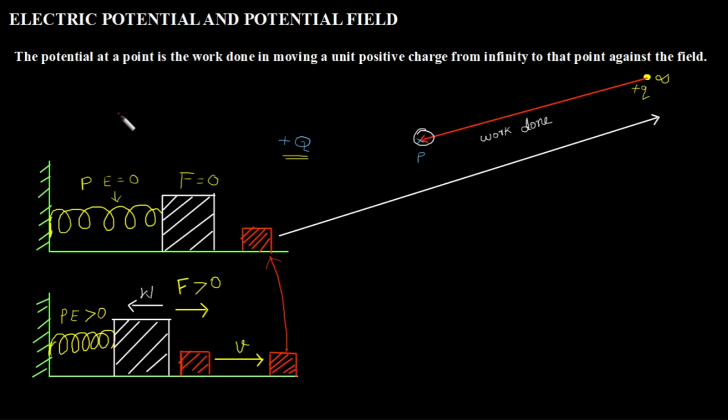That is why we define potential at this point as the work done in moving a unit positive charge from a very long distance, that is infinity, to this point, against the field created by this plus q. I hope this concept is very, very clear.